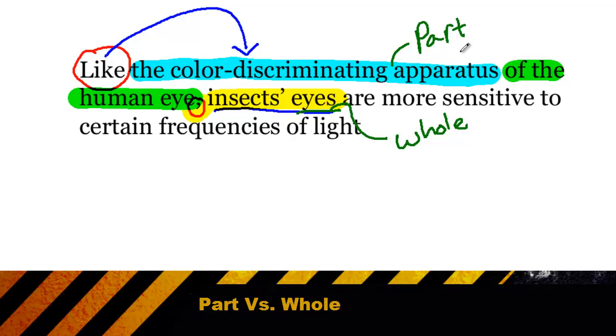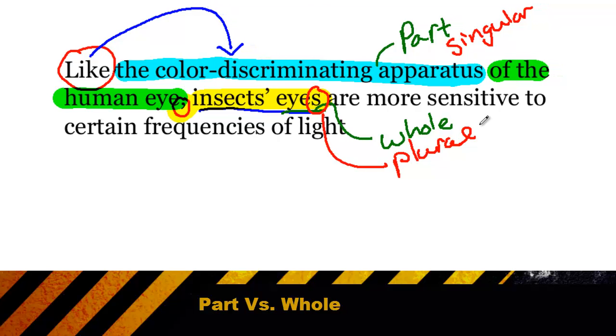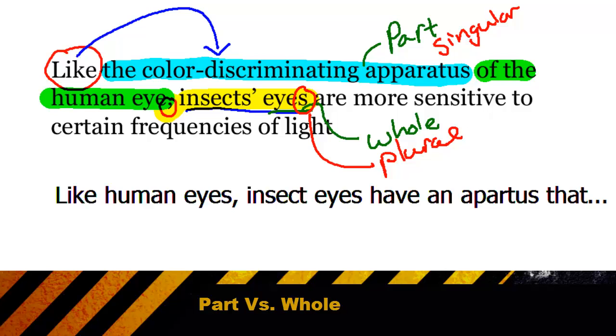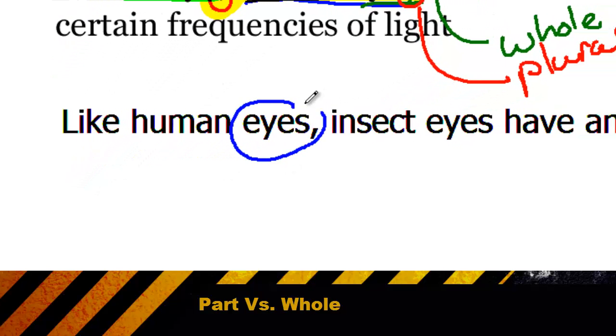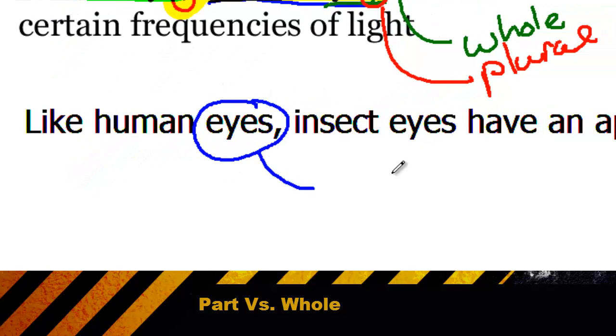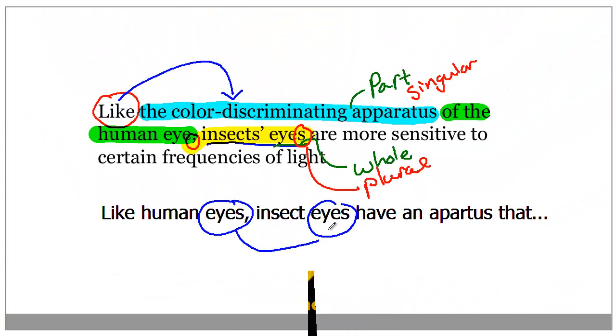There's also an issue with the discriminating apparatus being singular, and we're comparing that to insect's eyes, which is plural. And you have to make sure you're comparing part to part, whole to whole, and singular to singular, plural to plural. So a correct version of the sentence might look something like this, where I say, like human eyes, plural, and I'm comparing that to insect eyes, both the whole eye and both plural.